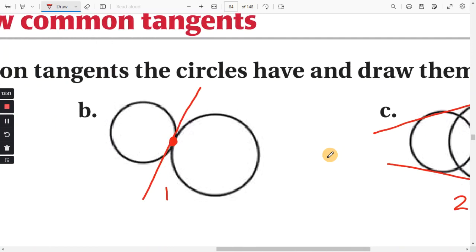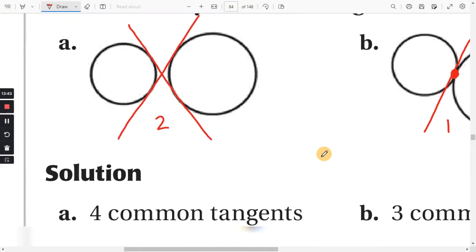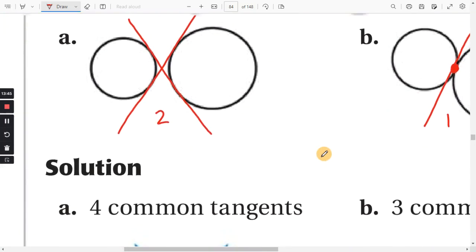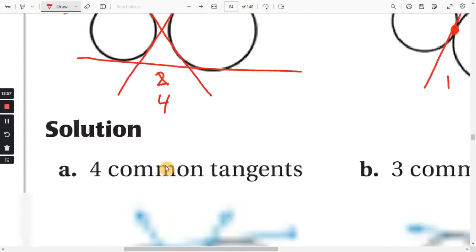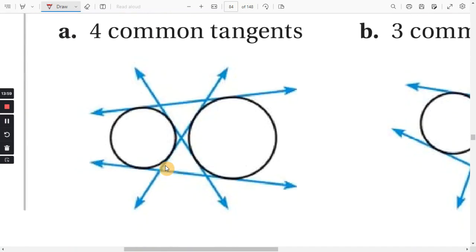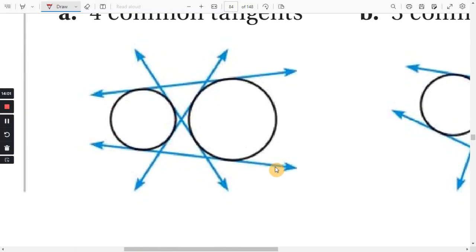All right, so let's check the answers for part A. A is actually 4. Okay, I missed 2 of them. So there's going to be one more right here and one more right there. Okay, so it's not 2, it's actually 4. All right, there you go. So the X shape and one on the top and the bottom.